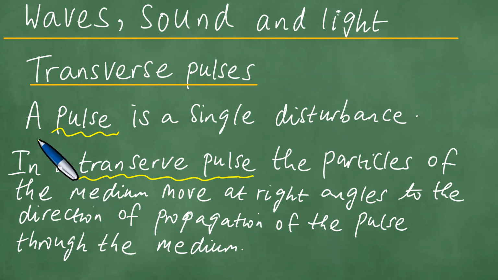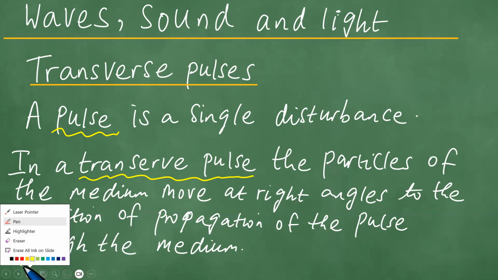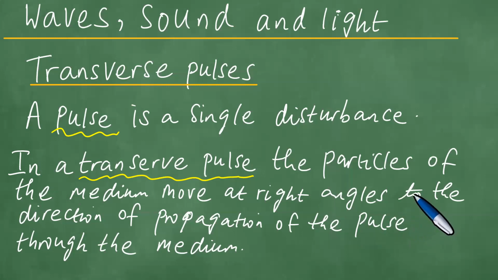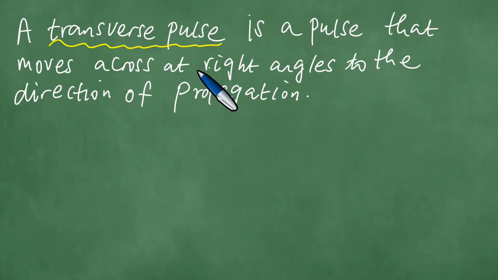So in other words, you can look at a pulse as a single disturbance, but most importantly, in a transverse pulse, the particles of the medium move at right angles to the direction of propagation of the pulse. So now I want us to have a fair description of this, because if we are really saying the transverse pulse, the particles of the medium move at right angles to the direction of propagation of the pulse through the medium.